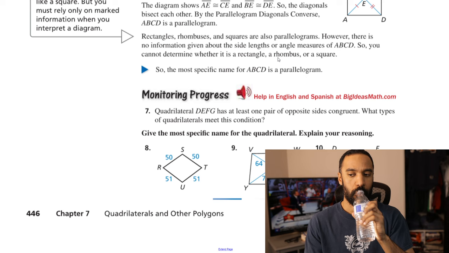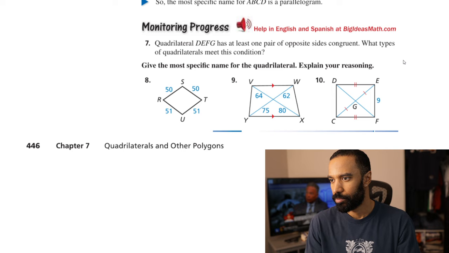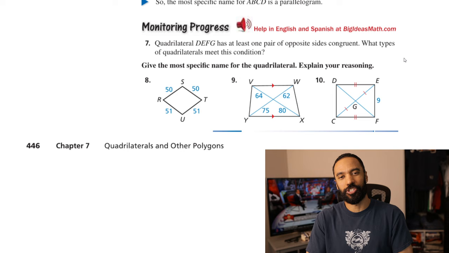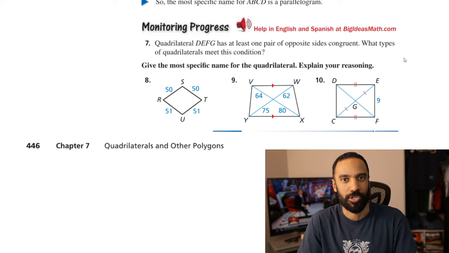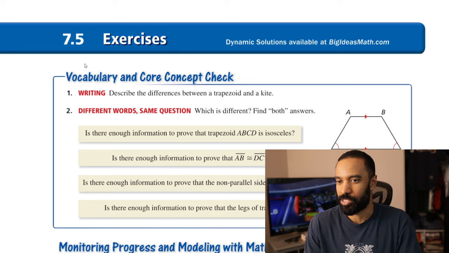Okay, at least one pair of opposite sides congruent, what types of quadrilaterals meet this condition? It says at least one pair. Now, that's a different kind of way to ask that, and if they ask me later, I'm going to be back and forth, because isosceles trapezoids have it, but then so do parallelograms, and therefore by extension so do rectangles, rhombuses, and squares. But I don't know if they mean that I must name it that versus I can name it that, so I don't know. Anyway, I'll let this thing move forward as we get started.